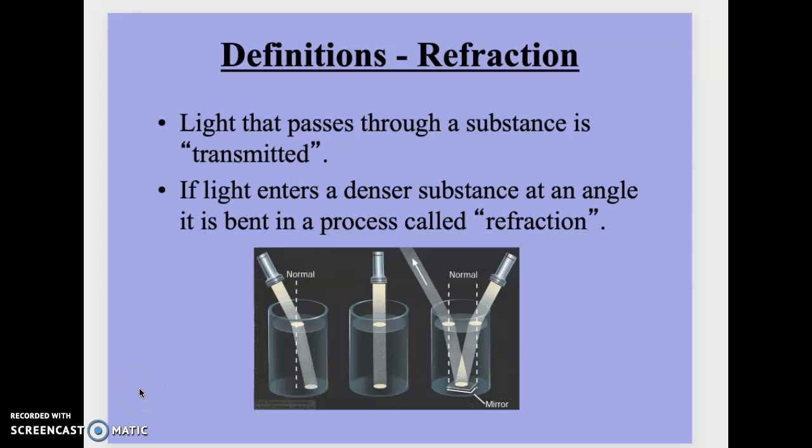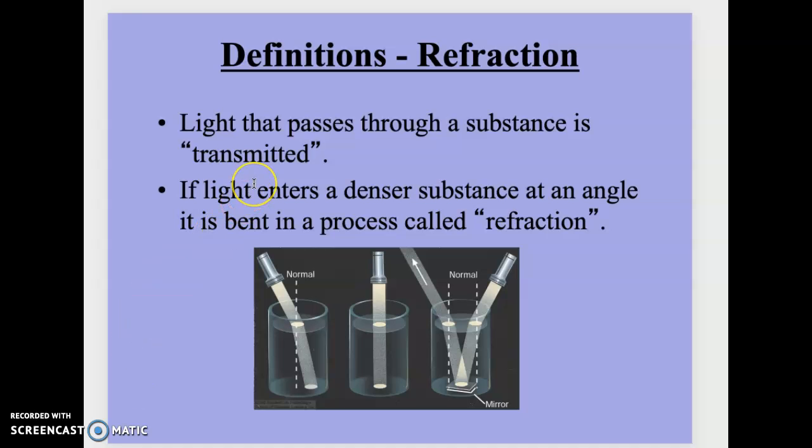So another form of interaction with incoming light is refraction. We talked a bit about scattering, and now we can talk about refraction. Scattering was, again, the interaction as light hit particles. It would bounce off in different directions. Refraction deals with light transmitted through a substance.